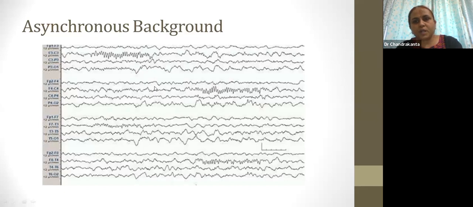So the normal background should be synchronous and there should be no asymmetry. And the waves should be what we expect according to the age of the child and according to the state, whether the child is awake, in light sleep, or deep sleep.